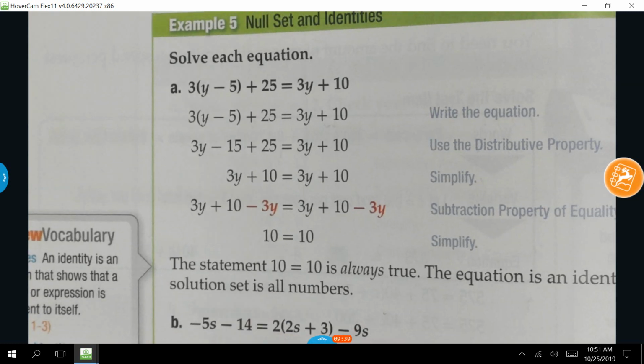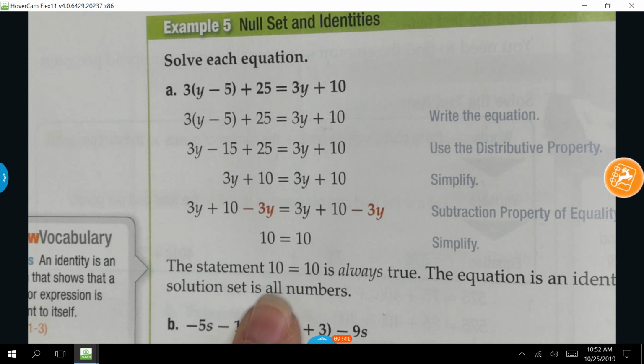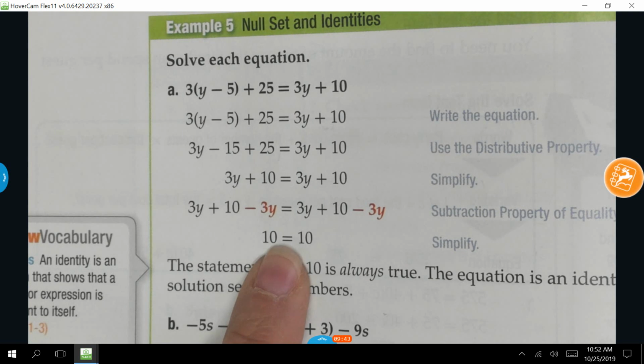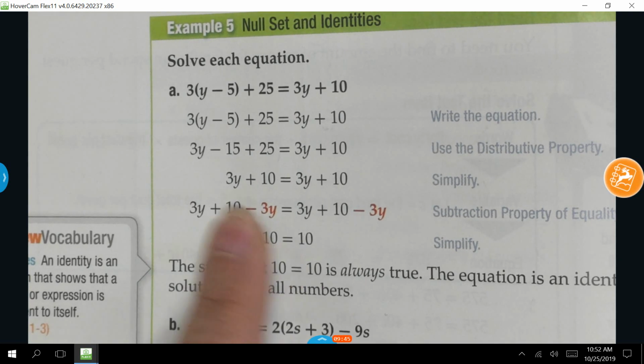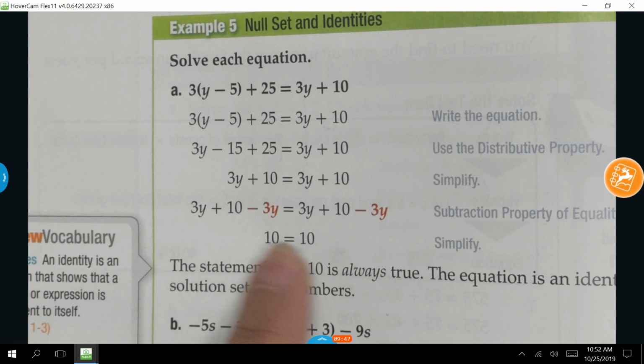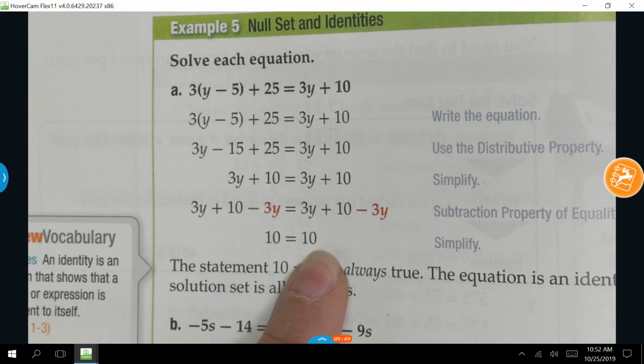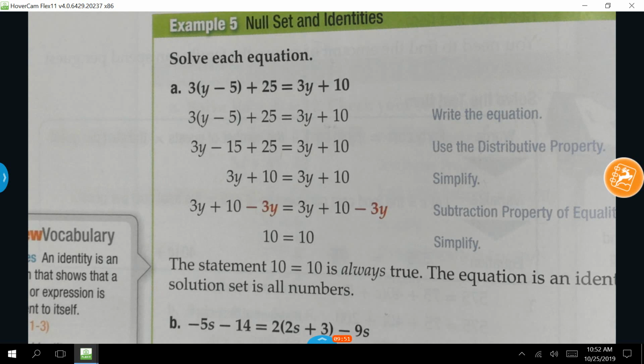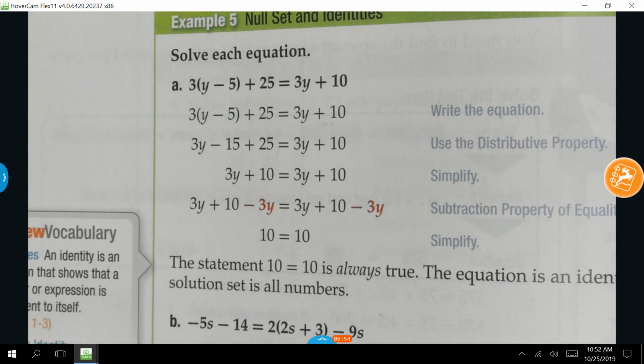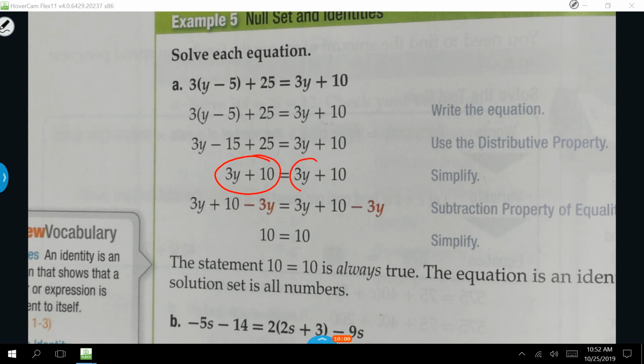So this is an example of an identity. It means everything works. Do you see how you end up with the same thing when you subtract the variable term and you're left with 10 equals 10? That's an identity. Remember, think about looking in the mirror. It's the same thing, right? You could actually, if you recognize it in this step, you see how right here you get the same thing equals the same thing.